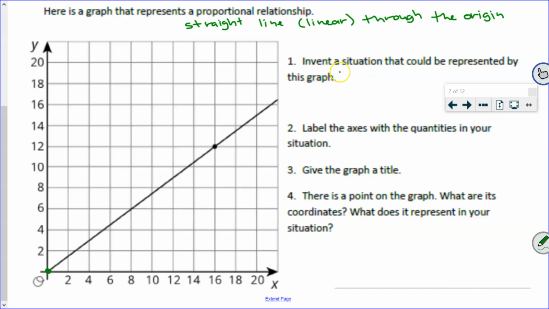Once you invent that situation, then you would need to label the axes with the quantities in your situation. So you'd have to actually label it and say this represents blah, blah, blah, and this represents blah, blah, blah. Give the graph a title. I'll explain that one in just a second. But then I also want you to figure out there is a point on the graph. What are its coordinates? I'll highlight that point right now. That point is this one. What are its coordinates and what does it mean for the situation that you invented?